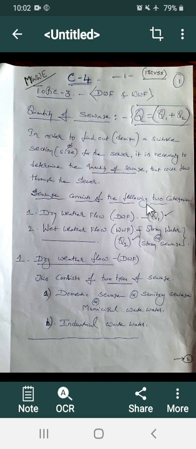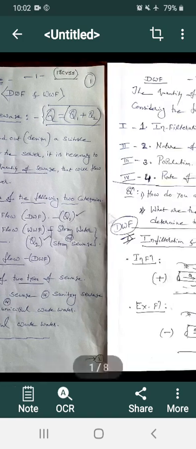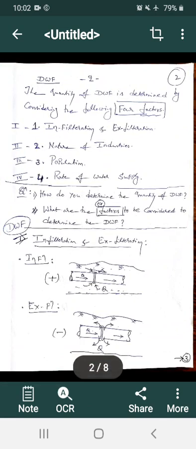Now, dry weather flow means it consists of again two types. That is a domestic sewage and industrial wastewater. If you add these two, you will get a dry weather flow. Next is the factors which are affecting the dry weather flow. Here there are four factors. You have to consider these four factors for the design of DWF, that is dry weather flow. First one is infiltration and exfiltration, nature of industries, population, and rate of water supply.